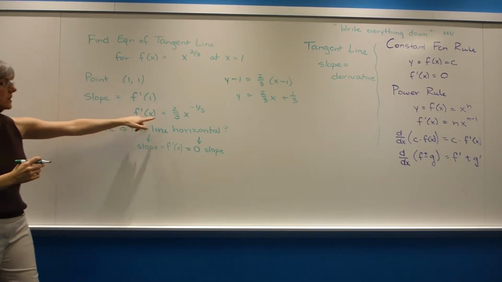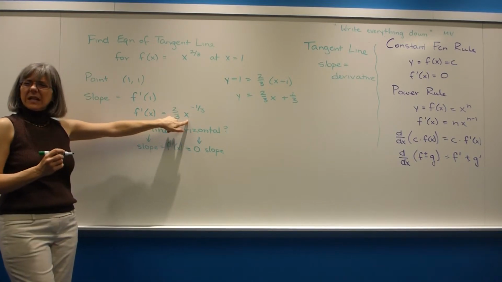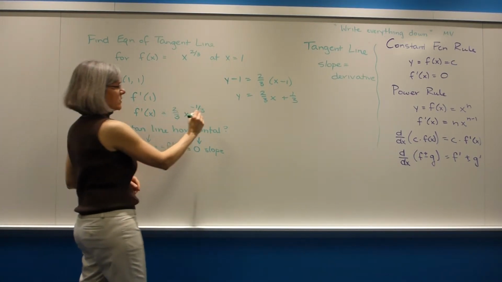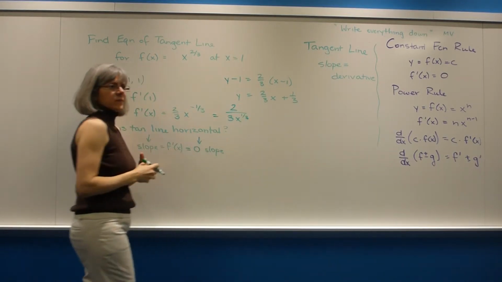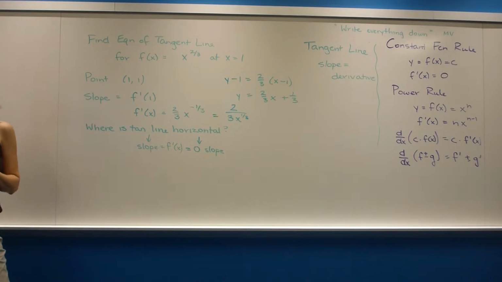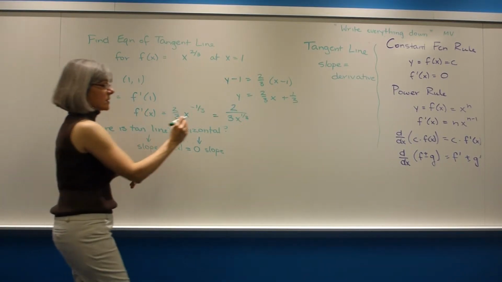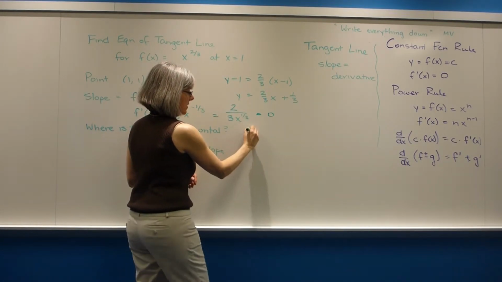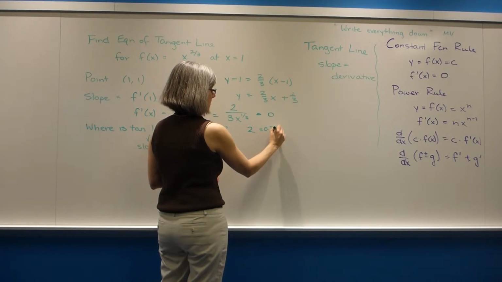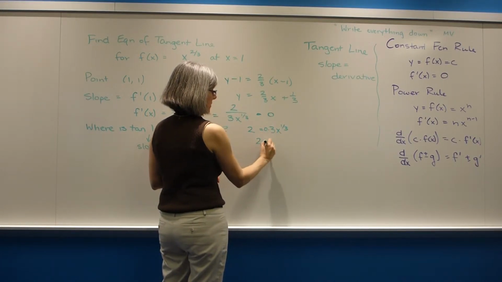So let's find that. Remember how I said this is a little bit easier to deal with if we put it back in the denominator, so let's do that. 2 over 3x to the 1/3. Is that ever 0? Can you think of a single x value you can put in there to make that 0? Well, set it equal to 0. Multiply both sides by that, so I get 2 equals 0 times 3x to the 1/3, so 2 equals 0.